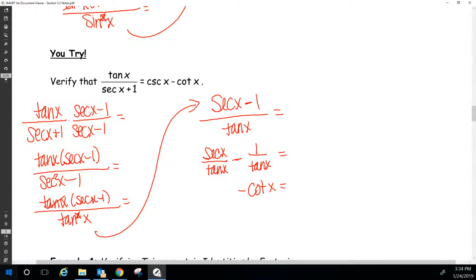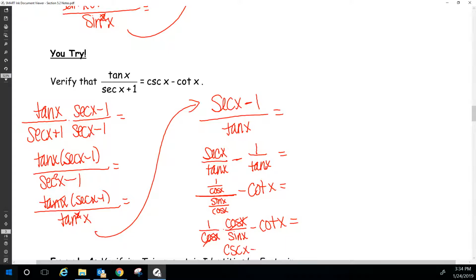So secant x is 1 over cosine x. So let me just do it here. 1 over cosine x divided by tangent x, which is sine x over cosine x. Since I'm dividing a fraction by a fraction, remember you can keep the first fraction and multiply by the reciprocal of the second fraction. When we flip our second fraction and multiply it, notice the cosine x's will go away. Sorry, they cancel out, and I've got 1 over sine x.